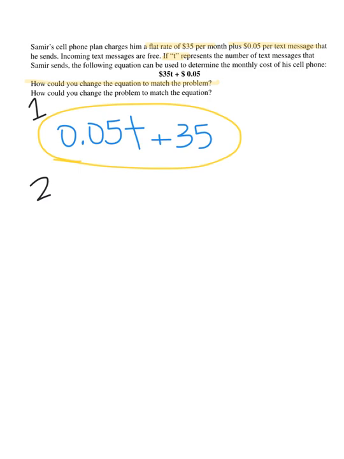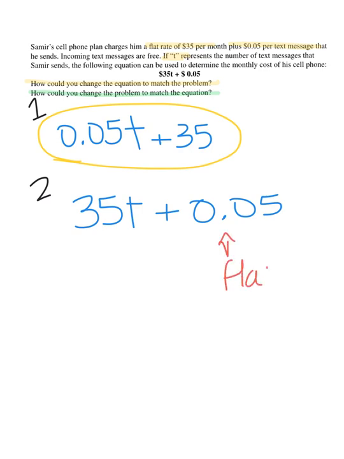In part two, I'm now being asked, how could I change the problem so that it matches this equation? So the equation that I'm originally given to work with is this: 35t plus 5 cents. So if I were going to change my problem to match what they originally gave me, then what I'm going to be looking at changing this to is the 5 cents is going to become the flat fee. So every month you pay 5 cents for your cell phone plan.